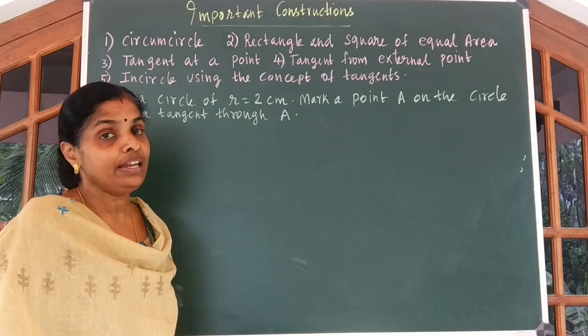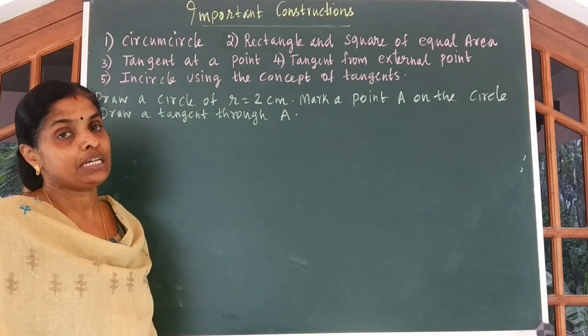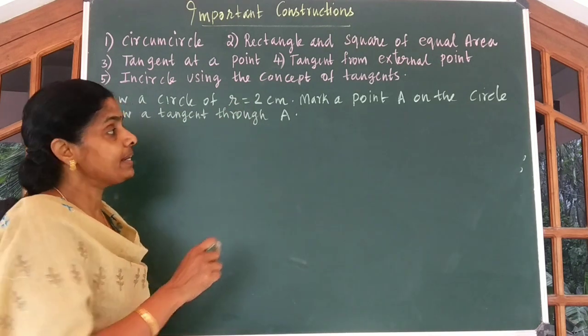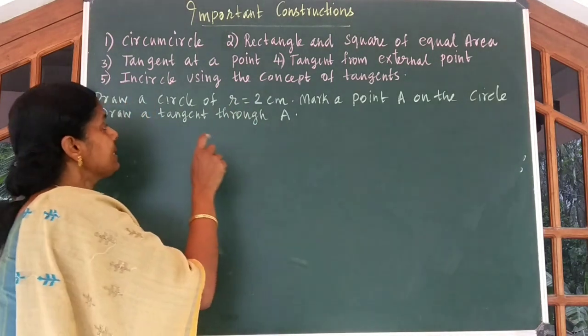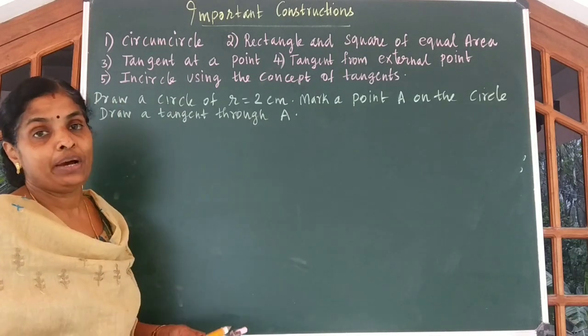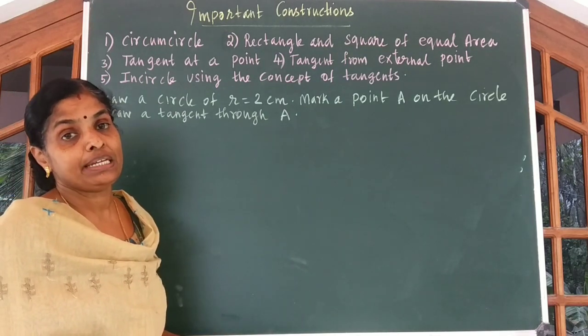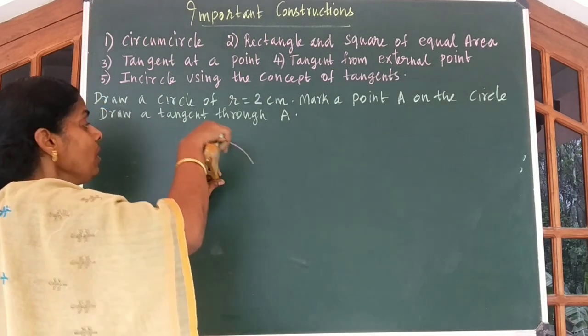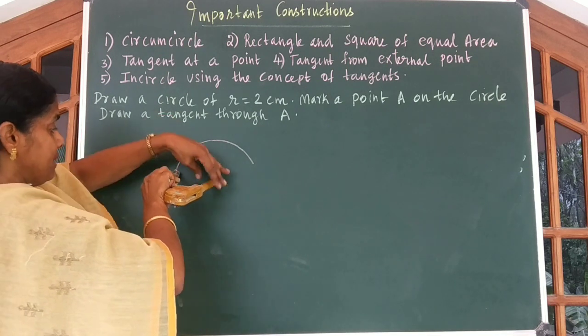Third construction, tangent at a given point. Look at the question. Draw a circle of radius 2 cm. Mark a point A on the circle. Draw a tangent through A. So first of all, you have to measure 2 cm in your compass and draw a circle. So I am drawing a circle of radius 2 cm.